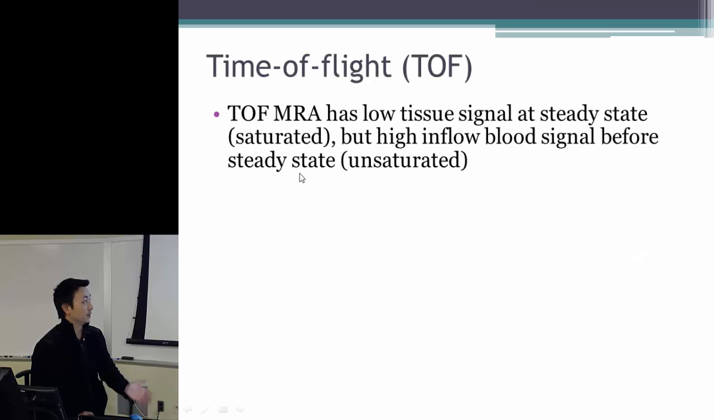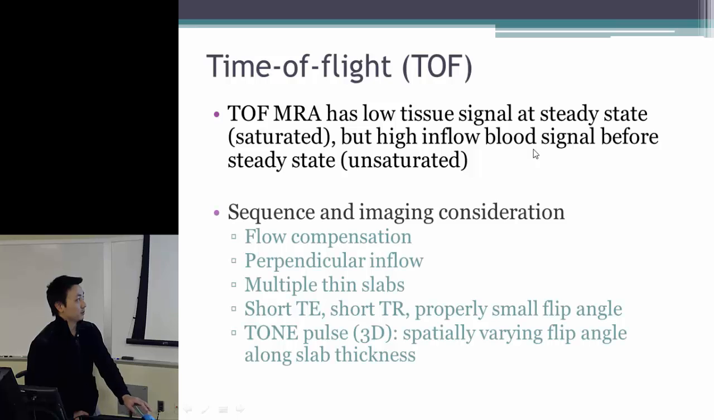Okay, so as we said before, the time of flight (TOF) MRA has a low tissue signal, which is at steady state. But it will have a high inflow blood signal before that blood reaches its own steady state. So the blood is not saturated, so that we can have a higher blood signal than its surrounding tissues. So that's the working mechanism of the time of flight MRA.